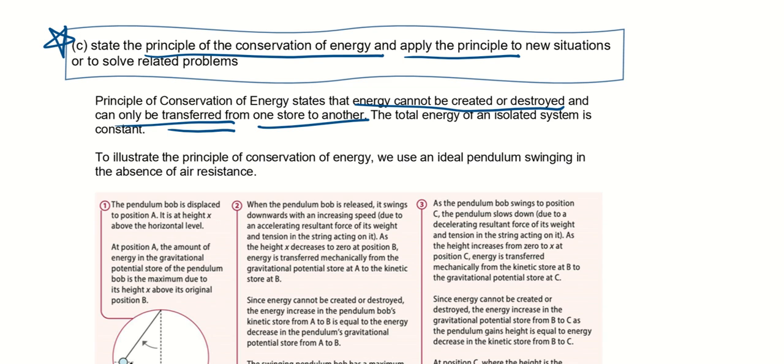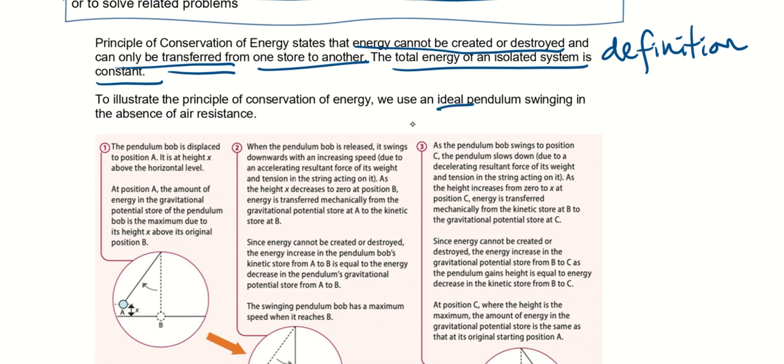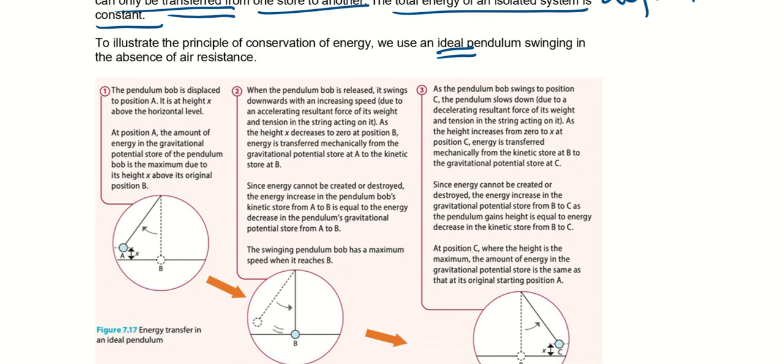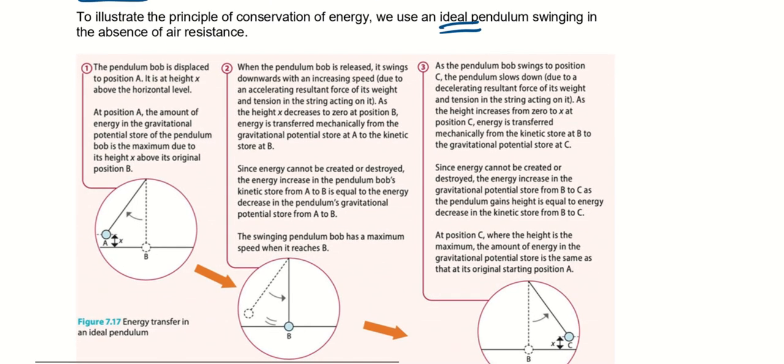The second part of this is that the total energy of an isolated system is constant. This is actually a definition, so you need to memorize this. To illustrate the principle of conservation of energy, we can use an ideal pendulum. Ideal means that it will continue swinging in the absence of air resistance. We know that this is not actually possible in real life, but first, we use an ideal pendulum to illustrate our point.